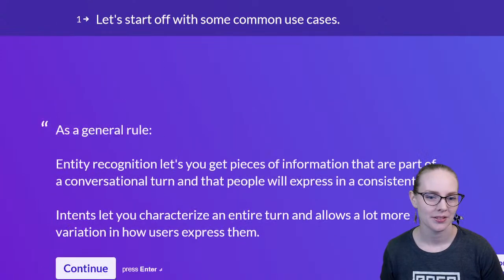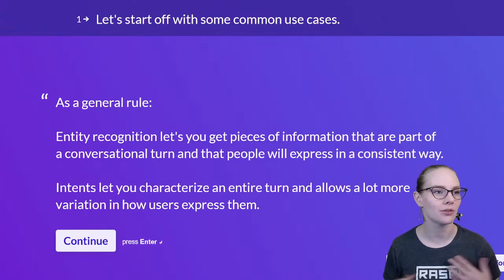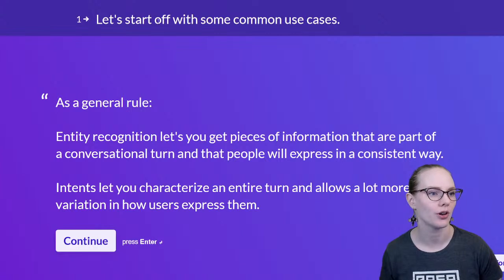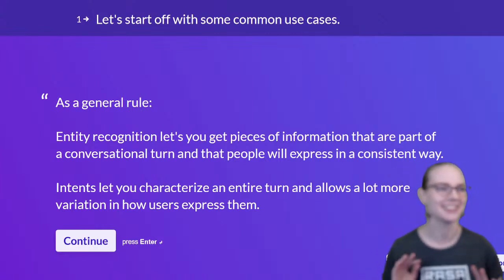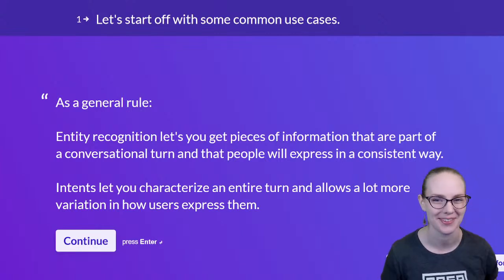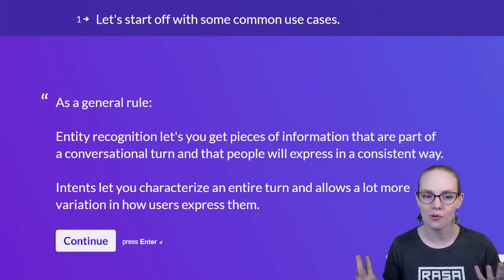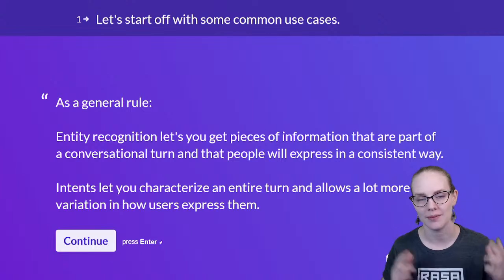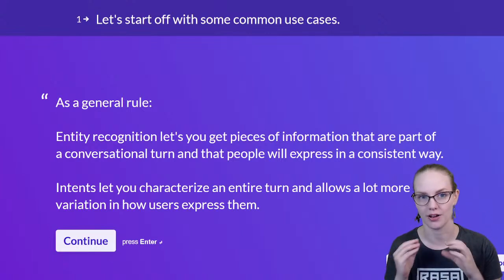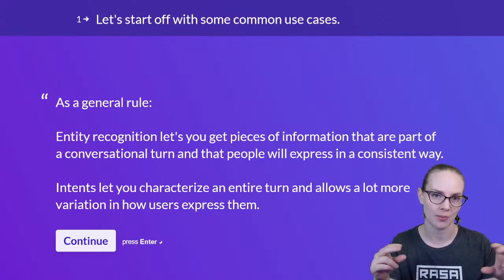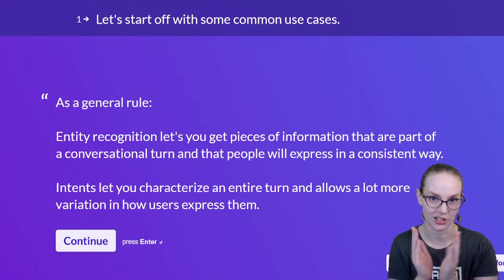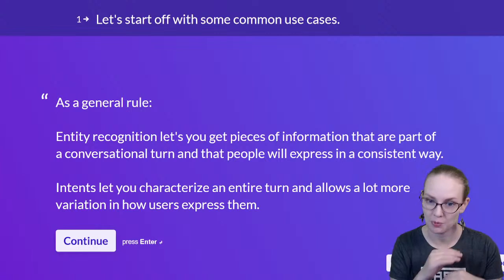All right. So just sort of a general rule for you to keep in mind. Okay, good. I am just not covering the text. I'm trying to be mindful of that. General rule, entity recognition lets you get pieces of information that are part of a conversational turn. So if you don't necessarily need all the information that they provided for you, but you're going to select a specific chunk of the text, that's probably something you'd put in an entity.